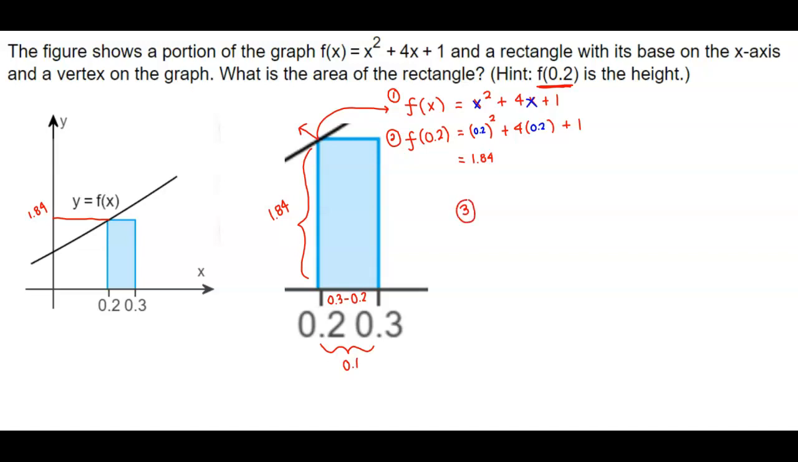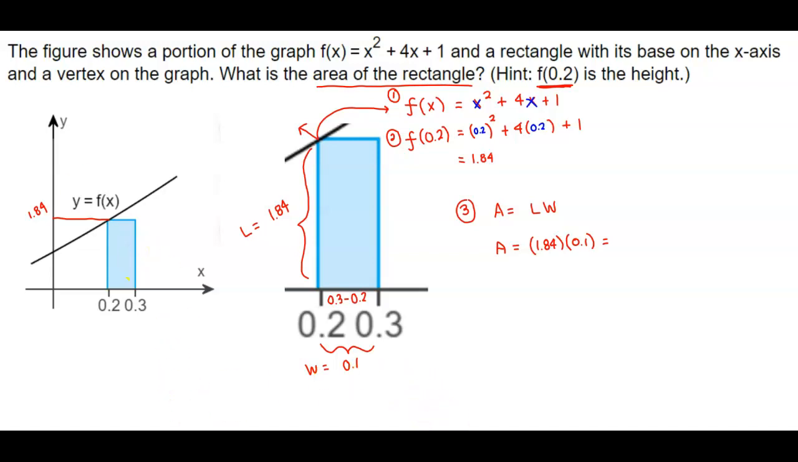Now, why do we want to do this? It's because now we want to be able to find the area of a rectangle. Now, what is the area of a rectangle? Well, it's length times the width. Okay, so what is the width? Well, we can see that the width is equal to 0.1, and we can see that the length now is 1.84. So in order to find the area, we're going to take the length, which is 1.84, and then multiply it by the width, which is 0.1.